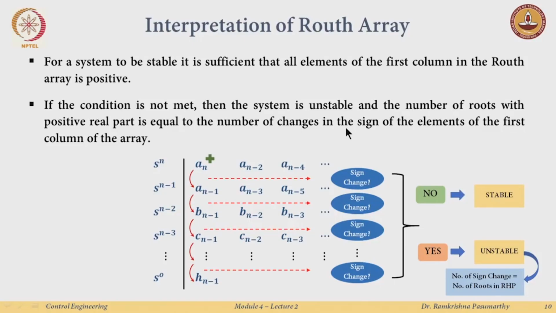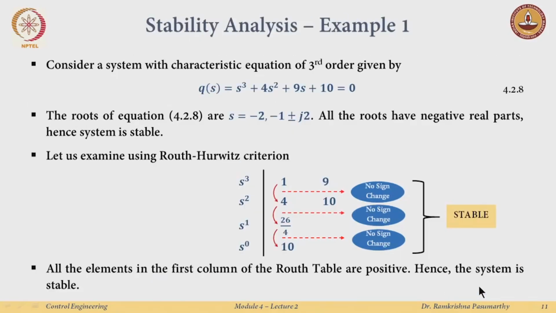So if you look at it this way, I go from An to An minus 1 and ask the question: is there a sign change? I go from An minus 1 to Bn minus 1, and I keep on asking this question: is there a sign change? When the answer is no throughout, I can conclude that the system is stable. If the answer is yes, even once, then the system is unstable. And the number of times I change the sign equals the number of roots on the right half plane.